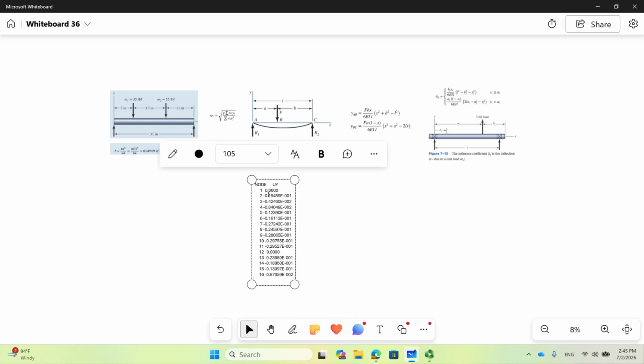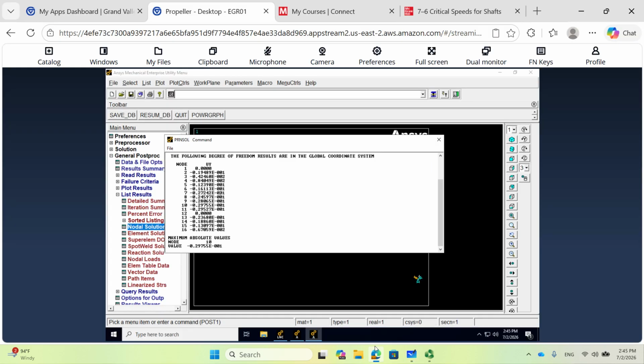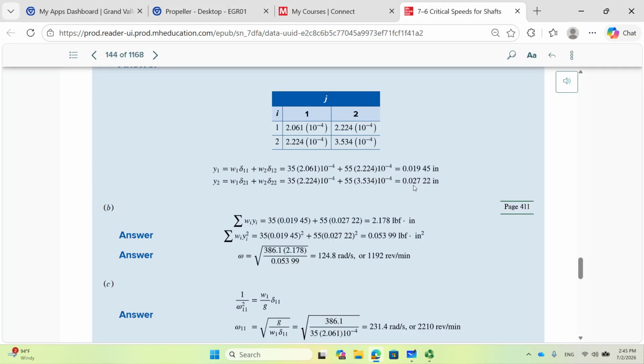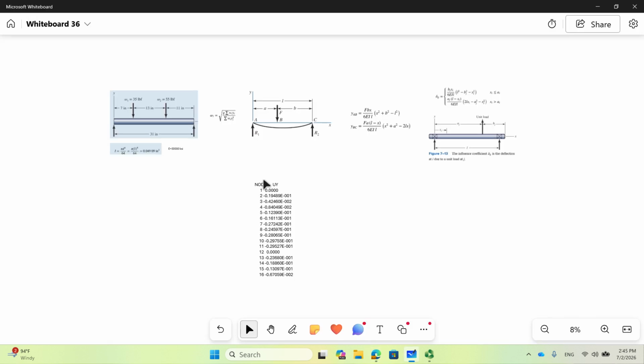And then the other one, node number 7, you have 0.02724 from the book, but here it is 0.02722. So it's very, very close. Alright, so this is how we could use ANSYS to find those deformations, and then next would be to use these to find the natural frequency. So let me do that.